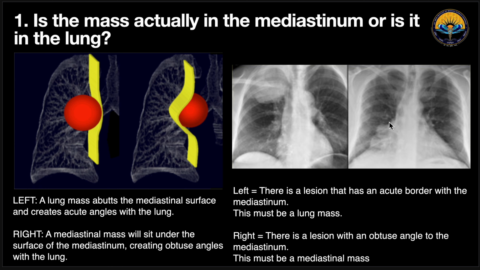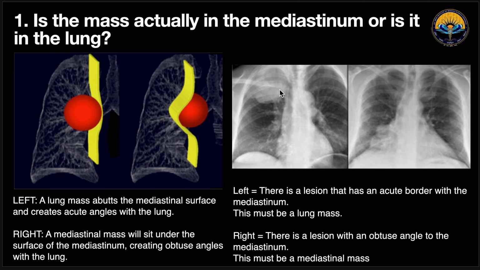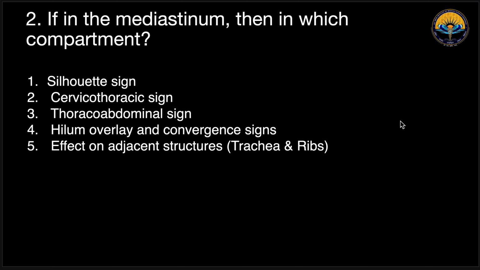Then we can see this is the mediastinum, and here the mediastinum appears too white. So this could also be a mediastinal mass, or it could be a lung mass. Then we see the angle here, and we can see the angles are obtuse, not acute. That means the mass here is a mediastinal mass. So here, because of the acute angle this was a lung mass, and because of the obtuse angle this was a mediastinal mass.